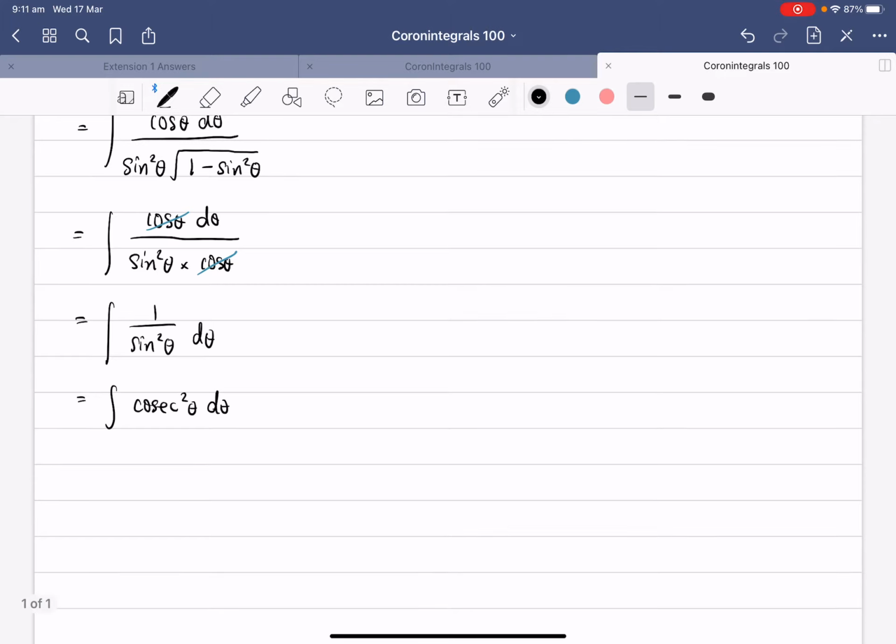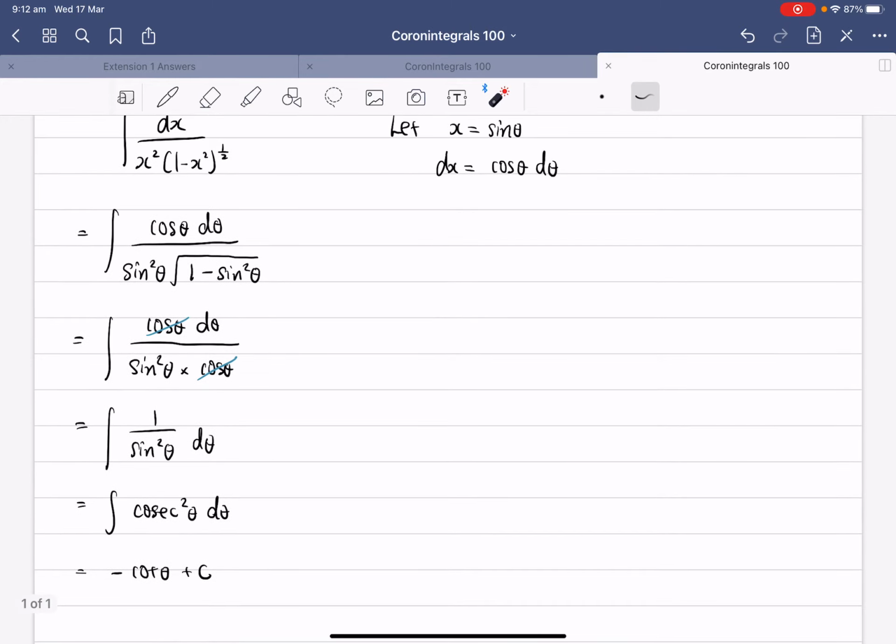Now, to integrate cosec squared theta, it's equal to minus cotangent theta. Oh, oops, made a mistake. Minus cotangent theta plus c here. Once you get that, the next step is you need to substitute the x back in for theta. We can't leave the answer in terms of theta, because we started the question with x. Now we need to make sure we finish the question in terms of x as well.